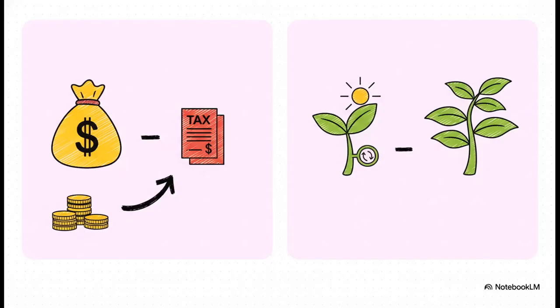And you can see here, the logic is exactly the same. For your paycheck, take-home pay is just your gross pay minus taxes. Well, in an ecosystem, the net primary productivity is just the gross primary productivity minus what the plant uses for respiration. It's a really simple but super powerful equation. NPP equals GPP minus R.